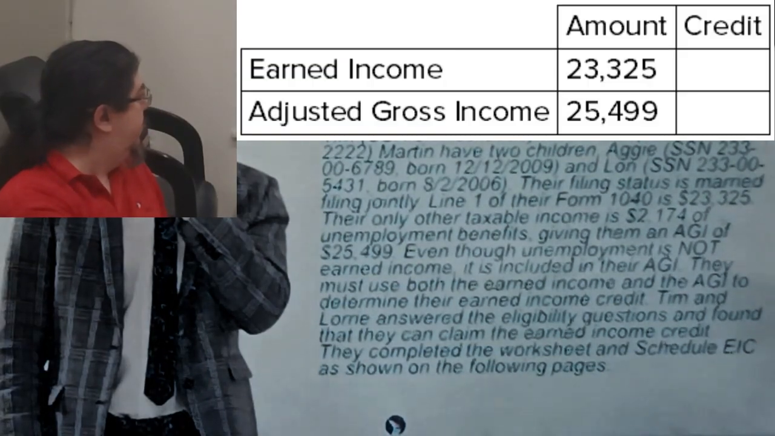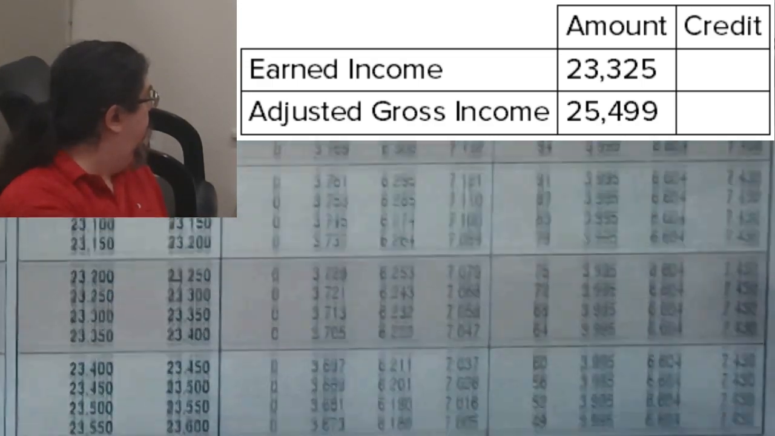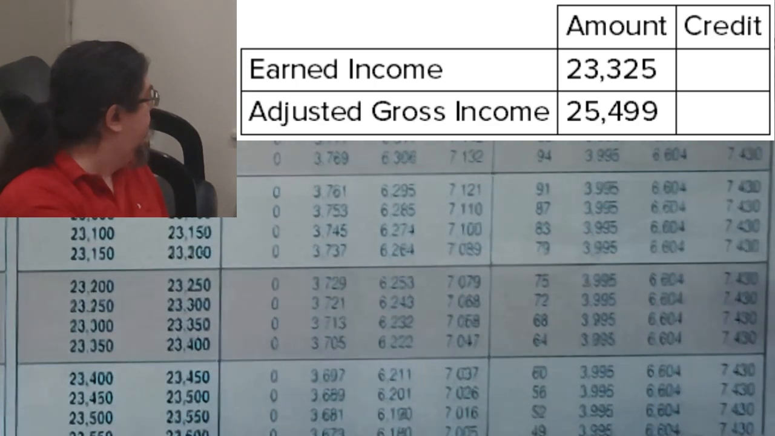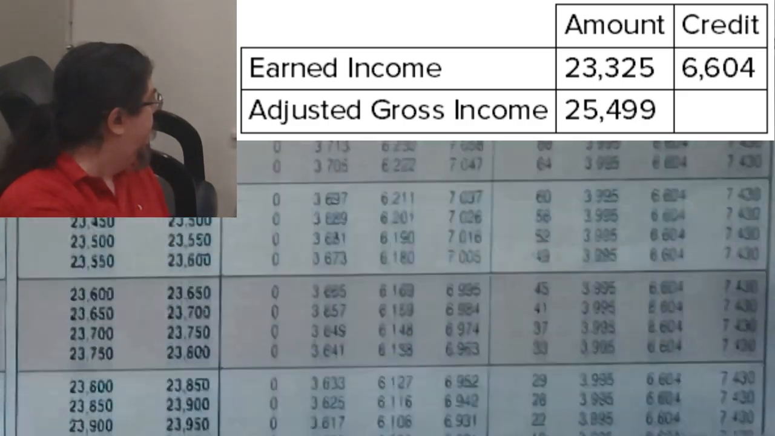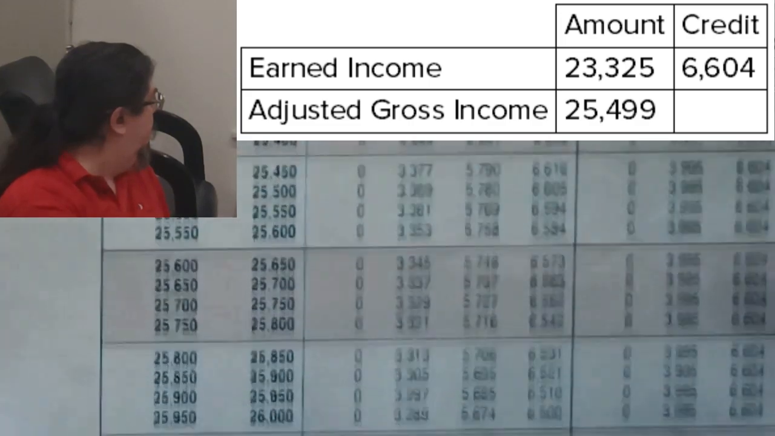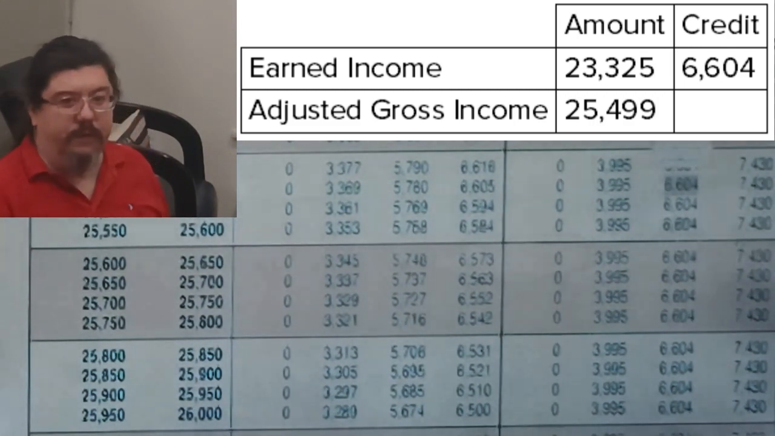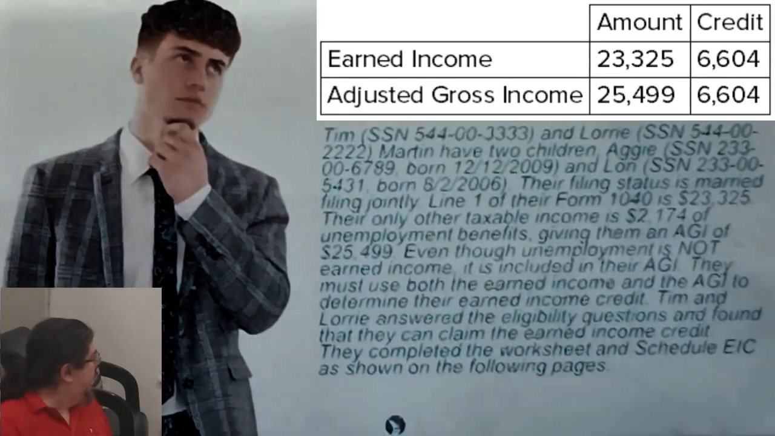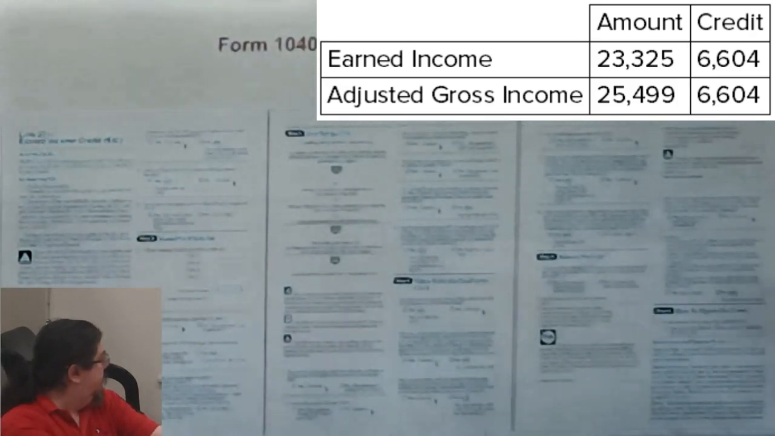So if we're looking up $23,325 in the chart, that's going to be right here in this row. Married filing jointly is the second batch of numbers. 2 qualifying children is this amount. And then we also look up $25,499, which is in this line, second batch of numbers, 2 qualifying children: 6,604. So they're going to get $6,604 in earned income credit based on 2 qualifying children.